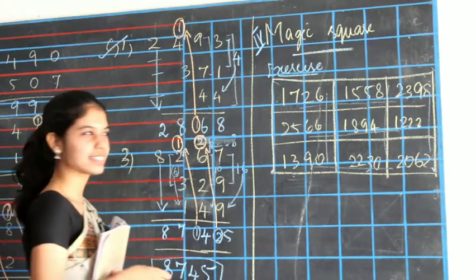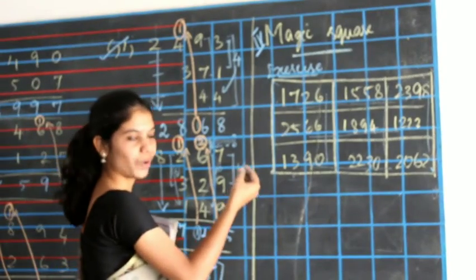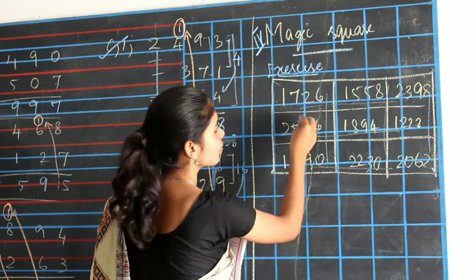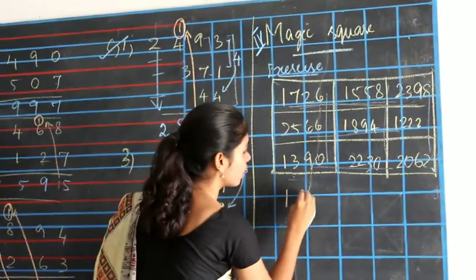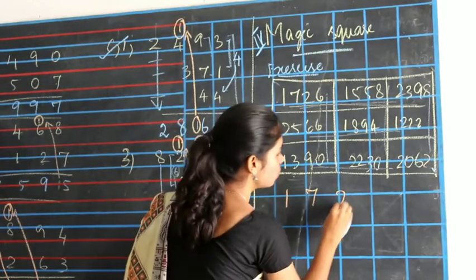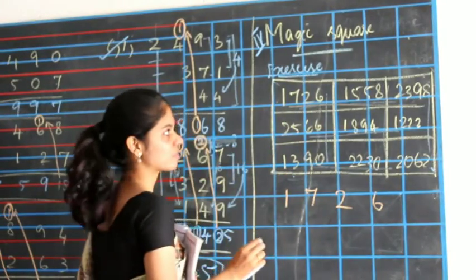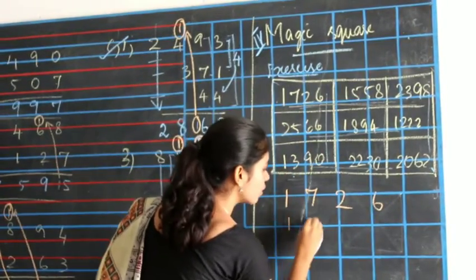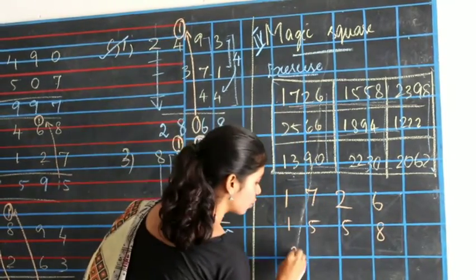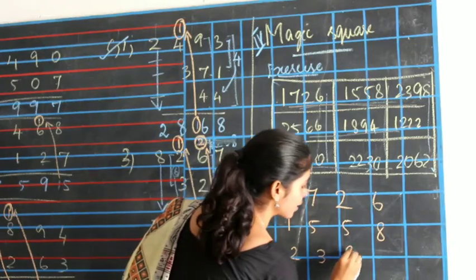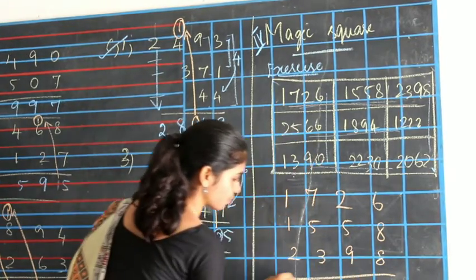So now let's check whether this is a magical square or not. Now first we are going to take the first row. 1, 7, 2, 6, writing according to the place value, and 1, 5, 5 and 8. Then 2, 3, 9 and 8.